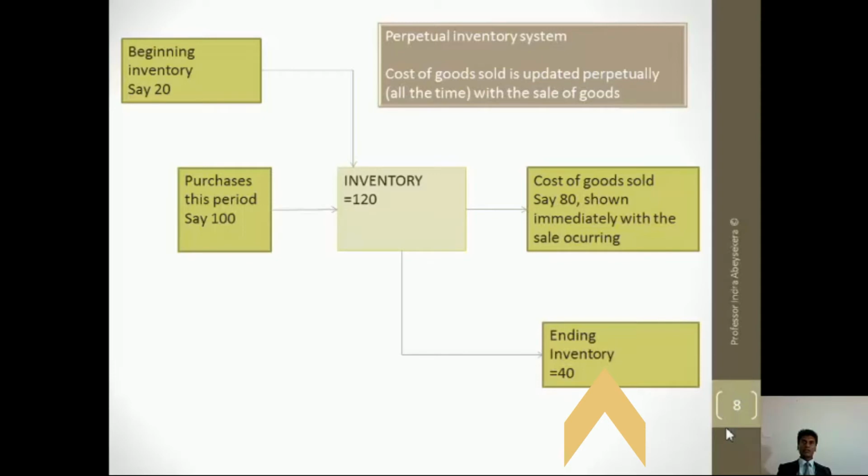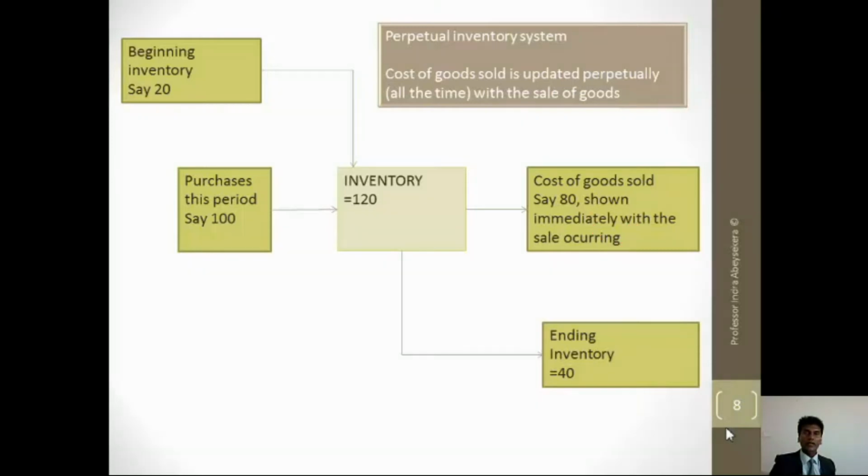Under the perpetual inventory system, every time the goods are being sold, inventory decreases, cost of goods sold increases. Every time, inventory is being updated and cost of goods sold is being updated.